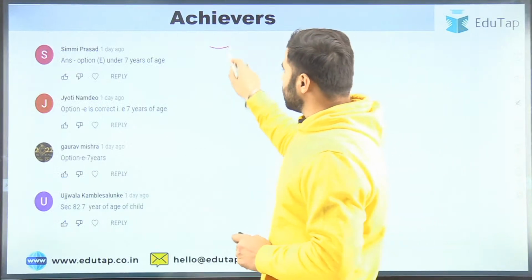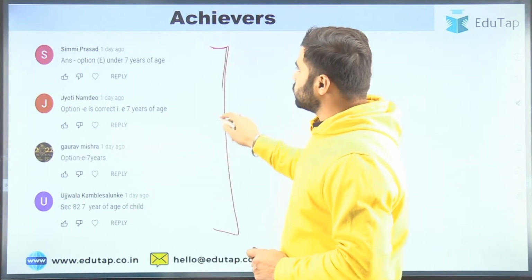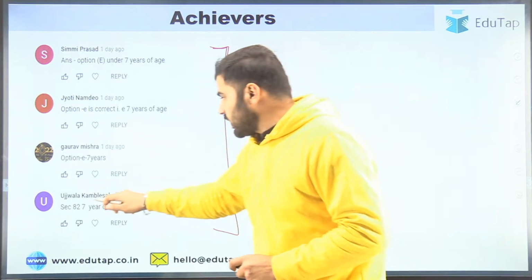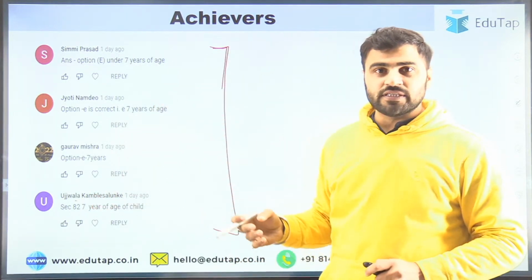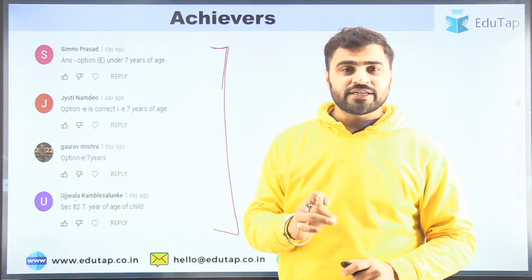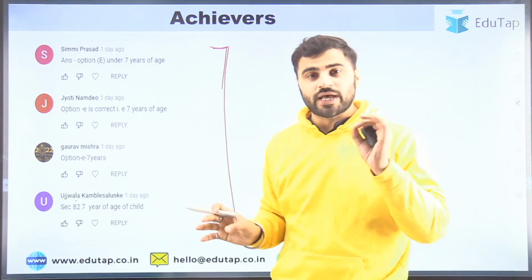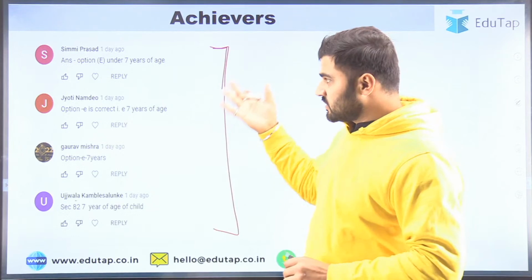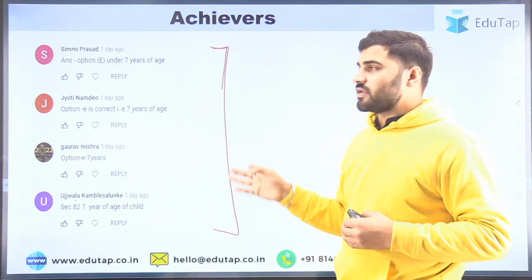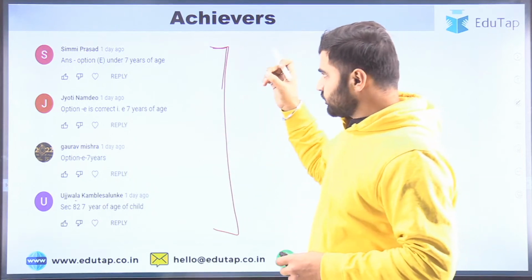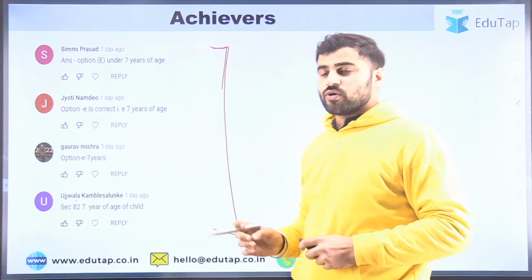So these are our achievers for Saturday's questions: Simi Prasad, Jyoti Namdev, Gaurav Mishra and Ujjwala. They have marked the questions very correctly. Guys, I salute your commitment and dedication. Believe me, this exercise is going to help you on your D-Day, and you will see the result on D-Day. Since you are solving regularly, Simi Prasad, Jyoti Namdev and Gaurav Mishra are very regular in marking their answers. So I hope you got the clarity.